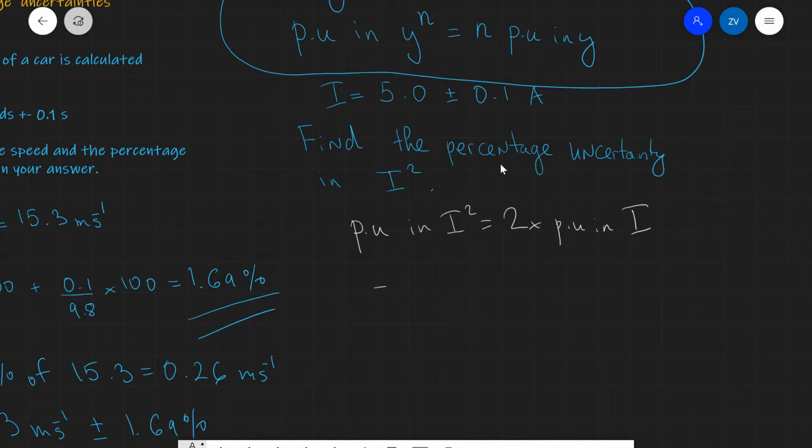Okay, so this will be equal to 2 times 0.1 divided by 5.0 times 100, which is equal to 4%. So the percentage uncertainty in I squared is 4%.